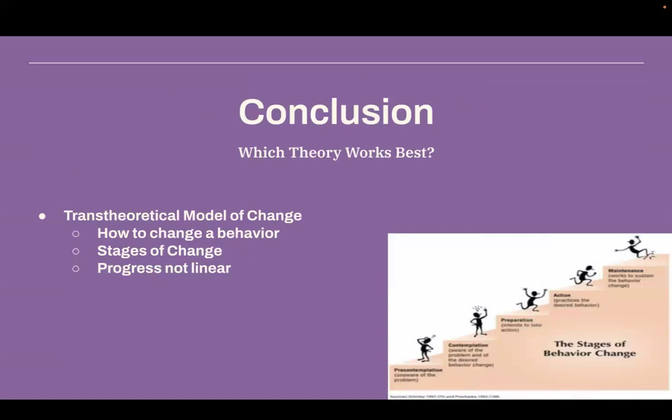So we have decided that the transtheoretical model of change will be the best theory for a health communication campaign on physical activity. This theory is effective to be applied to the development of a health communication campaign on physical activity because it can describe how individuals can change their behavior by implementing physical activity into their day-to-day routine. It also helps determine an individual's readiness to engage in physical activity by looking into their attitudes, intentions, and actions.